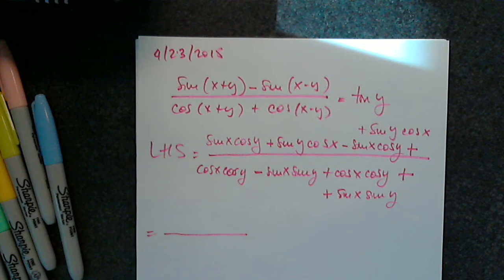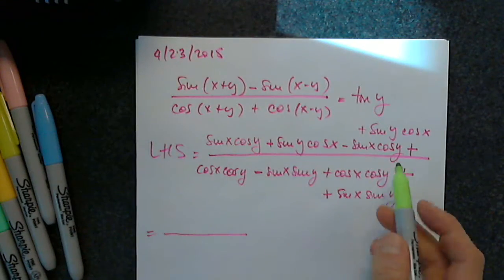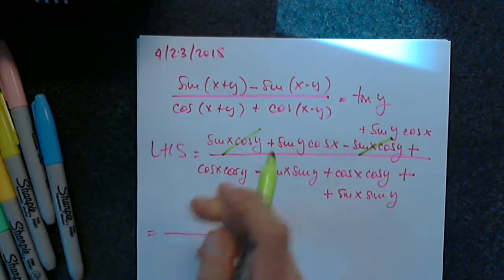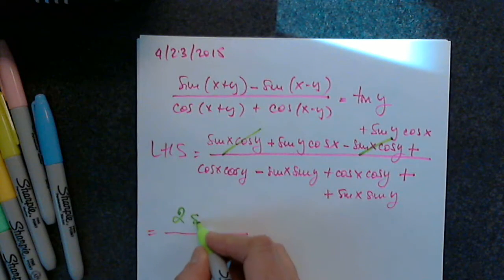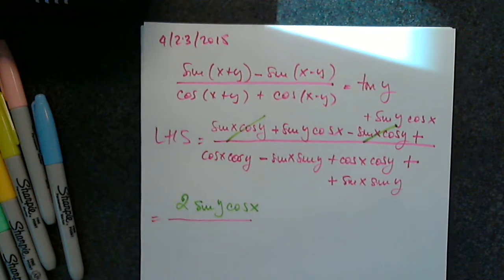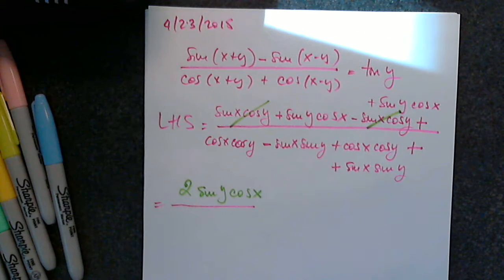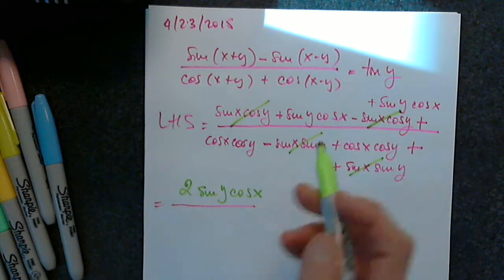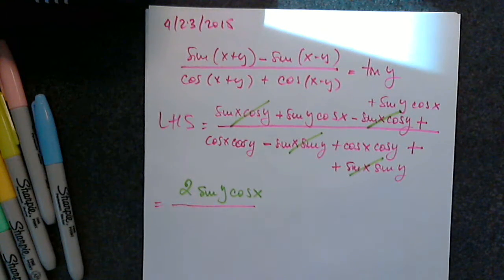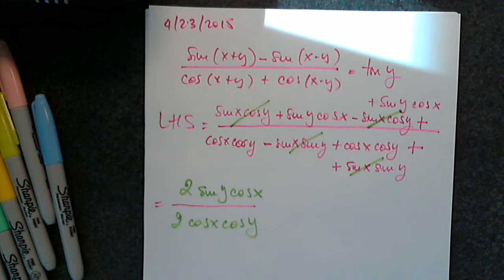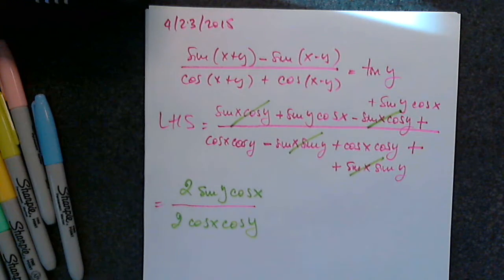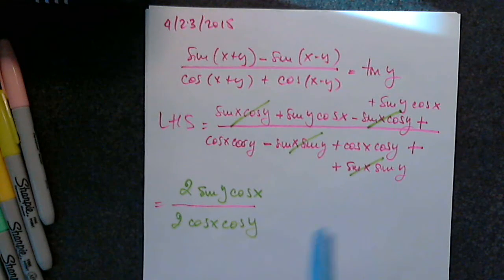And if you look carefully, you'll see two terms go away at the top. The sine x cosine y with a negative in front and the sine x cosine y with a positive in front. So then the top is 2 sine y cosine x. And then two terms go away in the denominator, the positive and the negative. And then we have 2 cosine x cosine y. Only in this step I can simplify because I simplify factors. I could have not done anything before because there were terms.